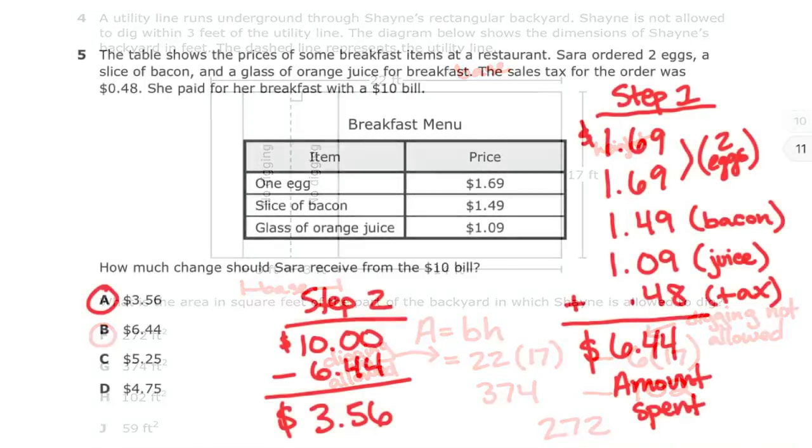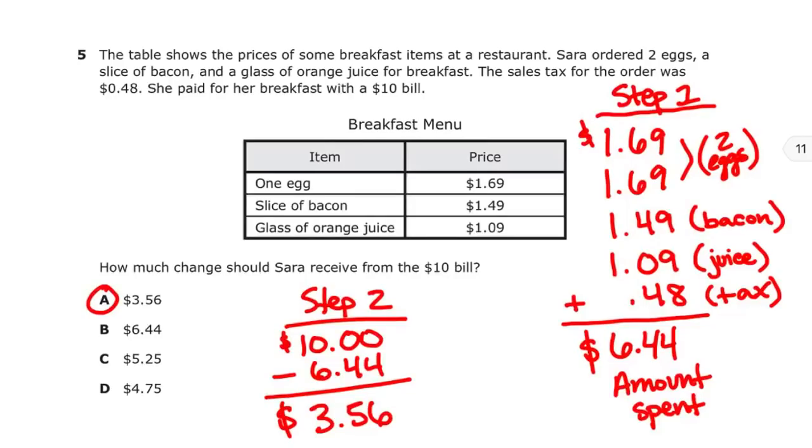Number 5, the table shows the prices of some breakfast items at a restaurant. Sarah ordered 2 eggs, a slice of bacon, and a glass of orange juice for breakfast. The sales tax for the order was 48 cents. She paid for her breakfast with a $10 bill. Then it shows us the menu of the items, and then it asks us how much change did she receive from the $10 bill.